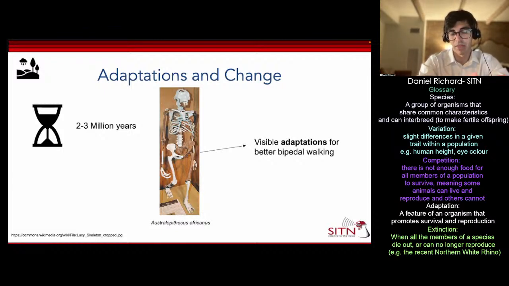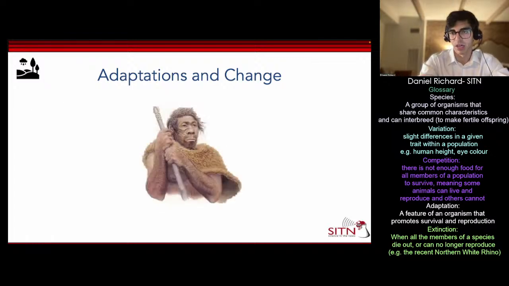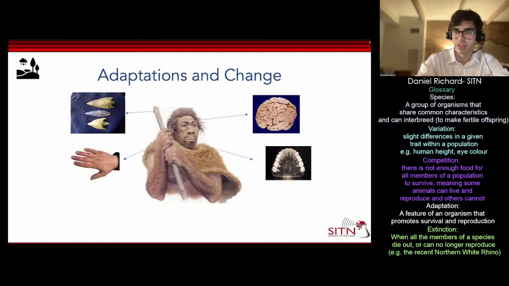Now, that's just walking bipedally. I don't have the time, but there are many other ways in which we think changing environments impacted how humans evolved. Things like brain size, our teeth and what foods we ate, the evolution of our hands and how we make and use tools are all intimately linked with the environments our ancestors evolved within and adapted to. It's a really interesting field.